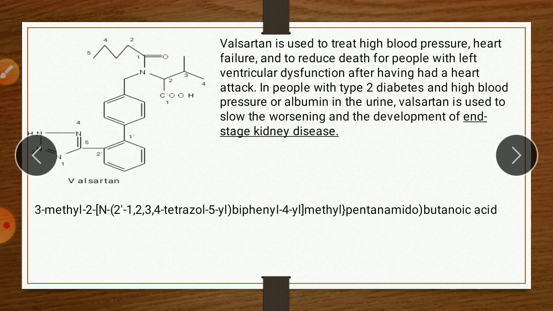left ventricular dysfunction after having had a heart attack. In people with type 2 diabetes and high blood pressure or albumin in the urine, valsartan is used to slow the worsening and development of end-stage kidney disease. So apart from hypertension, these drugs are used to protect the kidney, especially in diabetic patients.